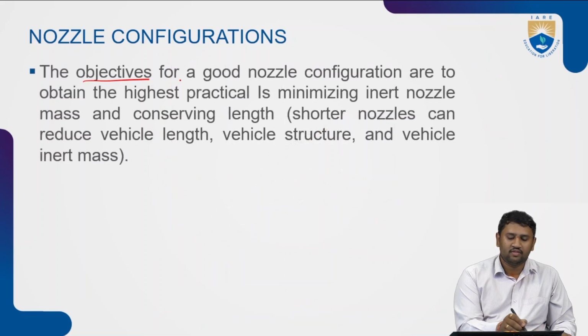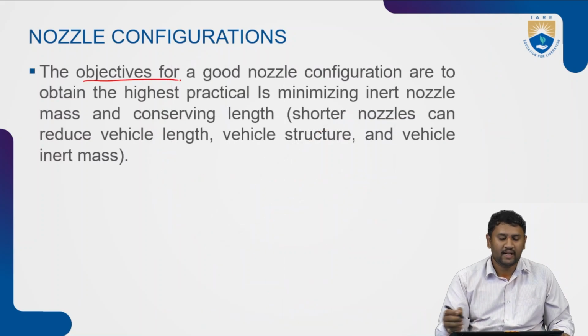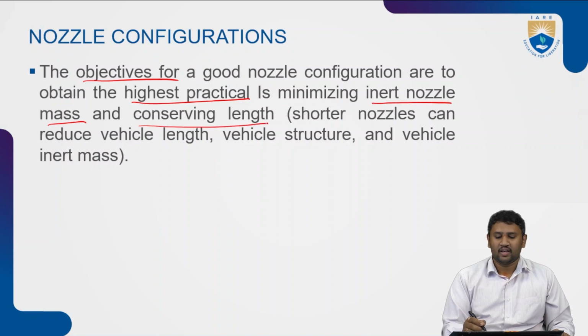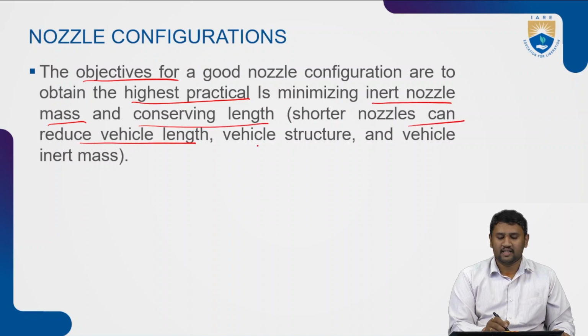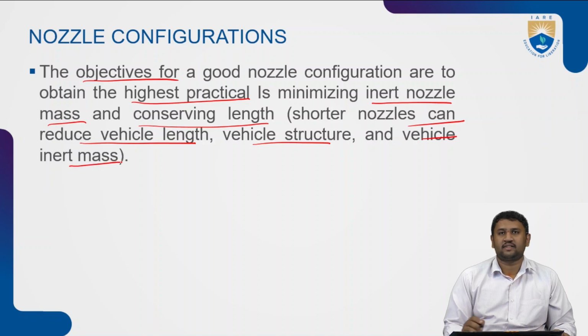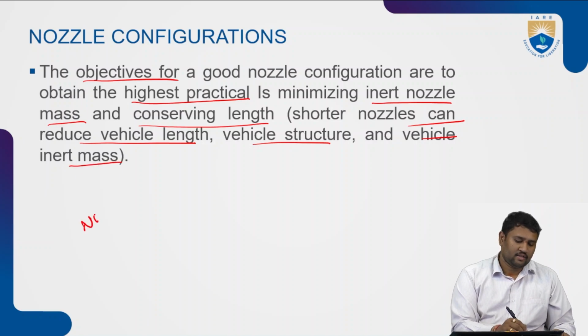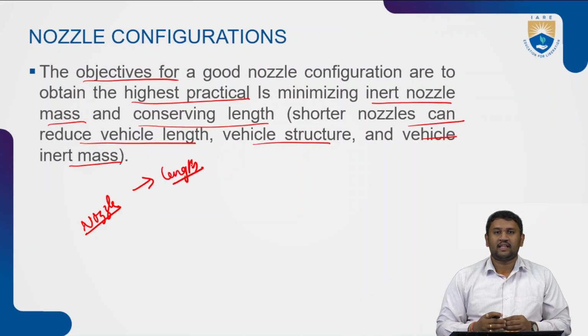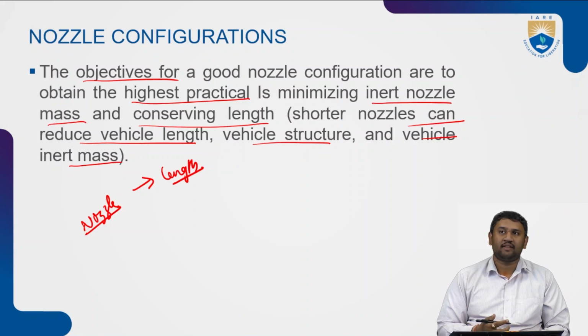Now, the objectives for any good nozzle configuration are to maintain the highest practical performance while minimizing the inert nozzle mass as well as conserving length. Shorter nozzles can reduce vehicle length, vehicle structure as well as vehicle inert mass, right? Any nozzle, whatever the length might be, the length of the nozzle, whatever you are determining, is supposed to act or impact till the time.